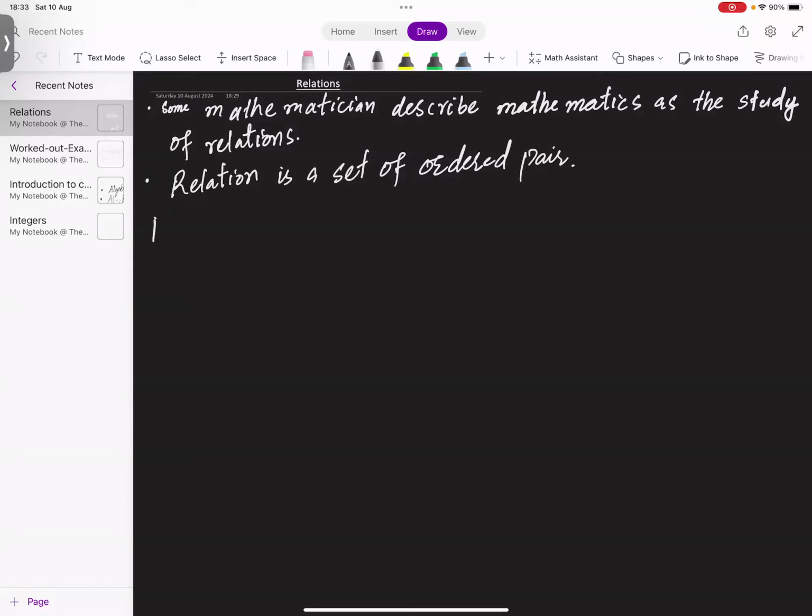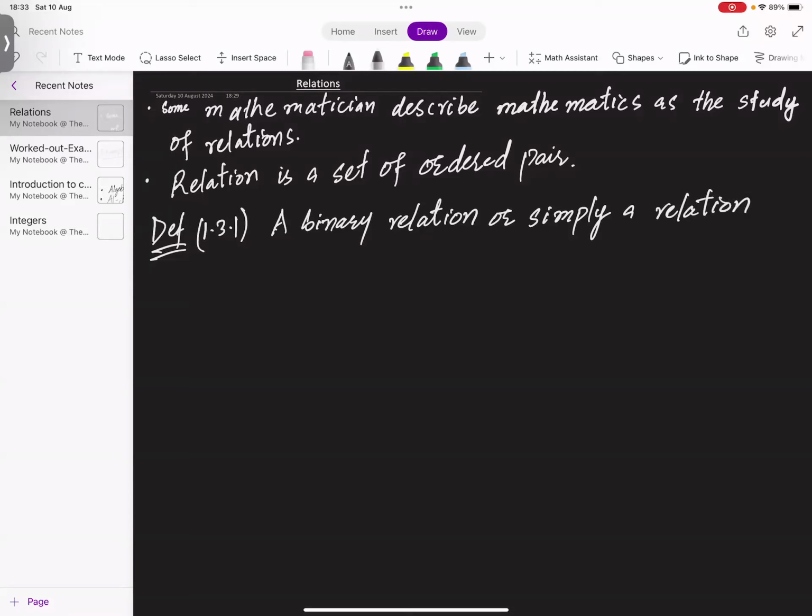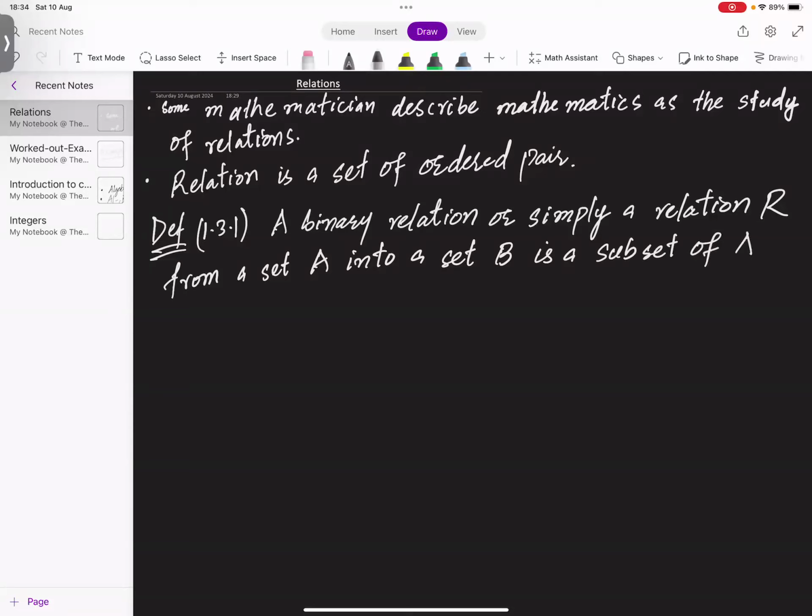Let's start with the definition 1.3.1. A binary relation, or simply a relation, from a set A into a set B is a subset of the Cartesian product A cross B.